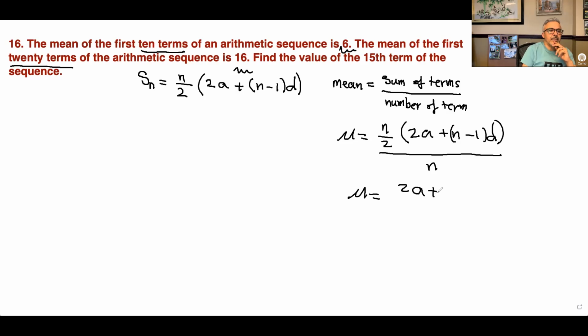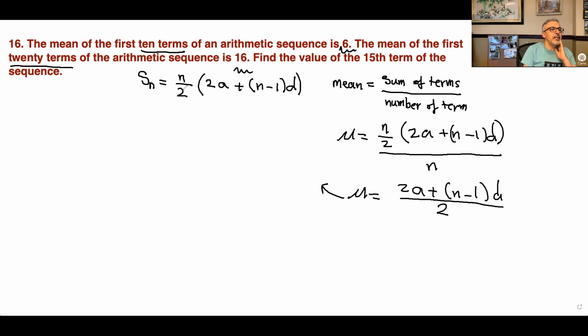2a plus n minus 1 d over 2. So that's what the mean is from this equation, and the mean equation becomes like this. So now we could just use this equation for the mean, because they're already solved. So now, again, we're using this equation. Remember to start doing stuff in here.